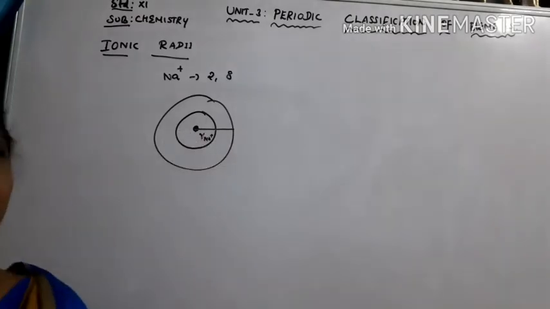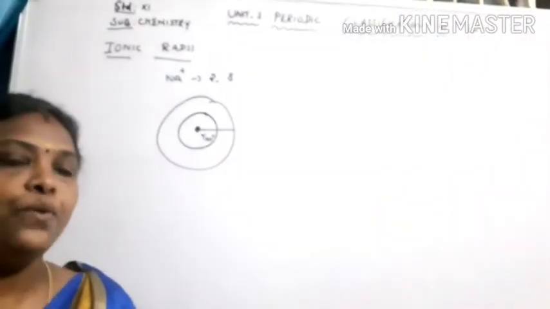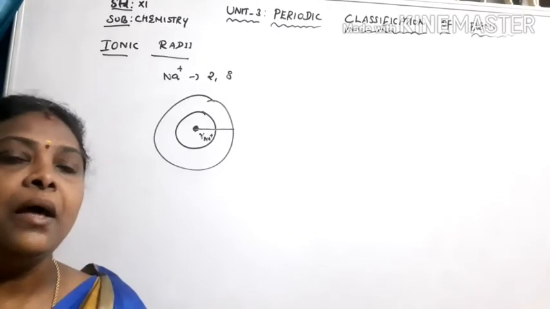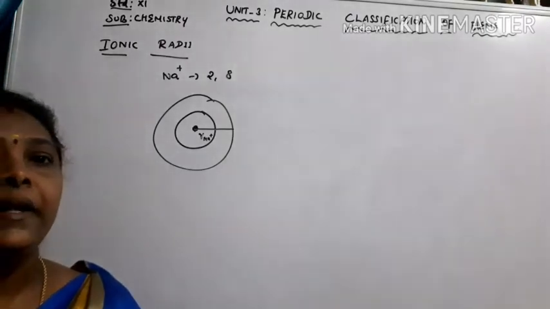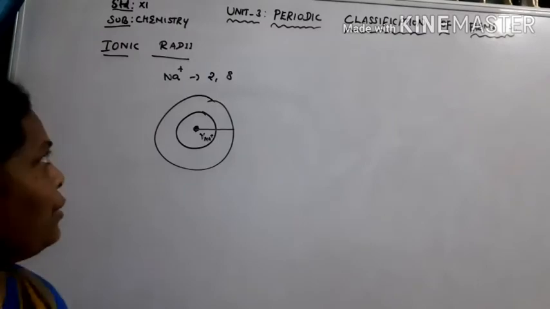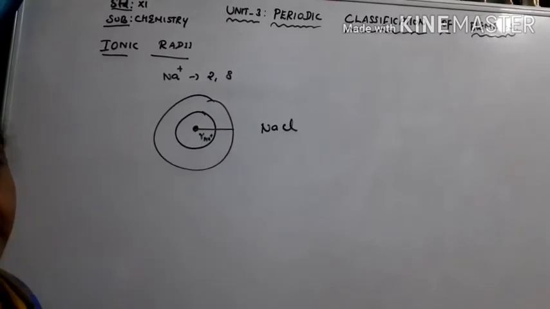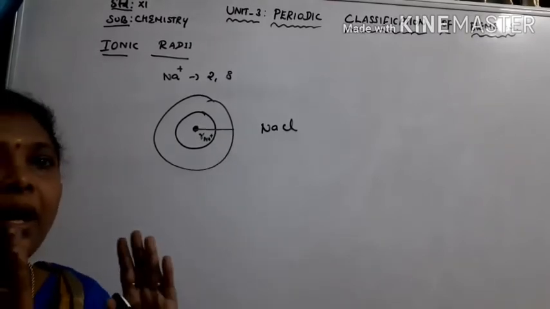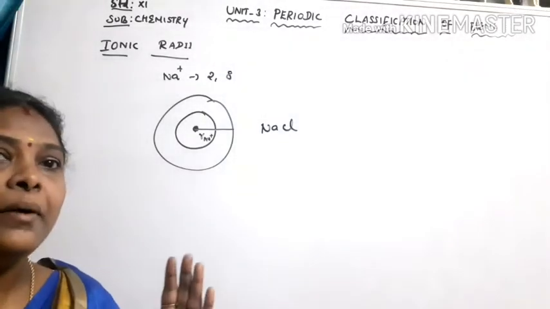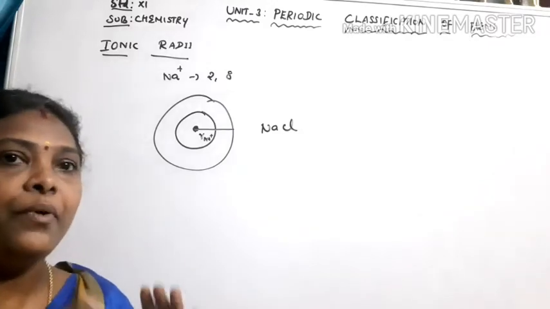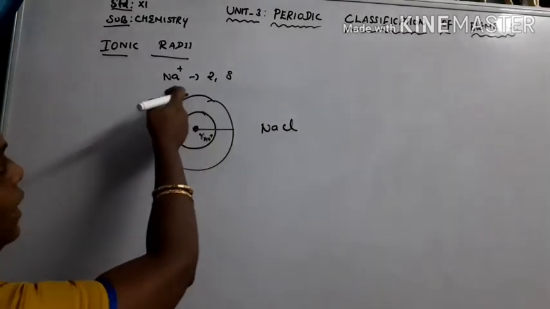Now let us see how we calculate the radius of either a cation or an anion. We are going to follow Pauling's method to calculate the ionic radius of a univalent crystal. Univalent crystal means, for example, sodium chloride, which consists of Na+ and Cl-. How are ionic crystals formed? By the transfer of electrons, as I already told you. Ionic bond is formed.